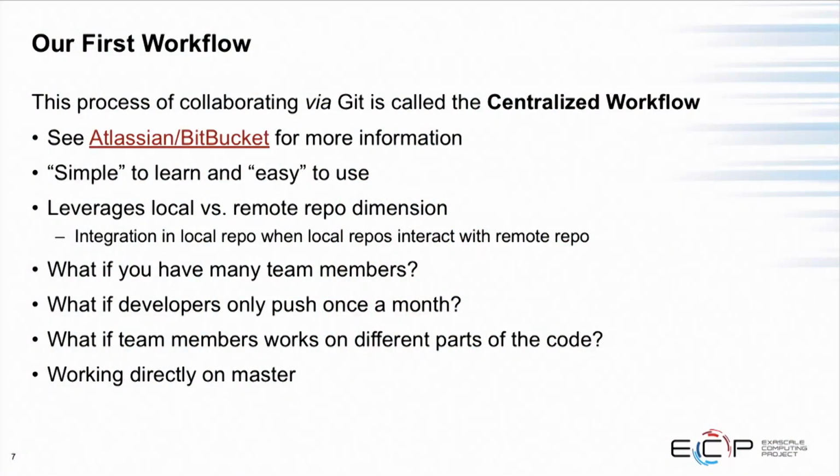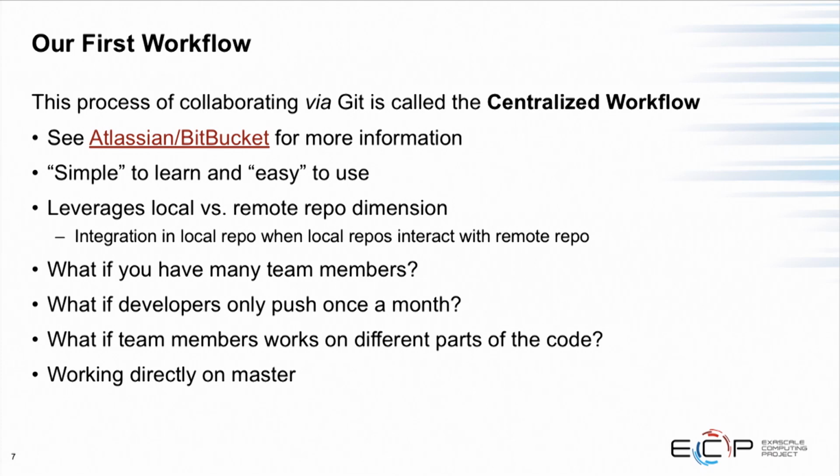So this is our first workflow. Congratulations if this is the first one you've ever seen. According to Atlassian Bitbucket, at least, this is known as the centralized workflow. It's simple to learn and easy to use, in quotes, because if you're new to Git, and if you're new in particular to working in these large development teams, this is still going to be a little bit difficult to first learn and to gain some confidence in using. But in terms of all the workflow examples that we're going to see here, it is perhaps the simplest and the easiest to use. So what do we like about this?